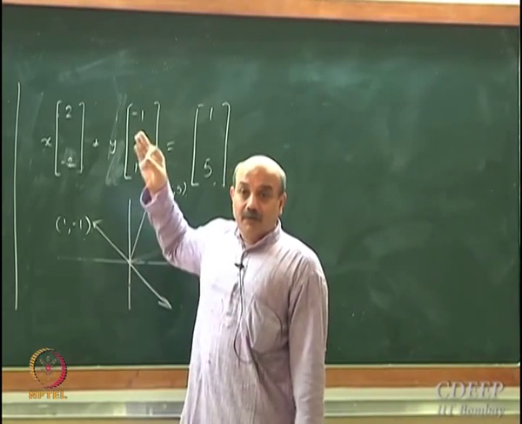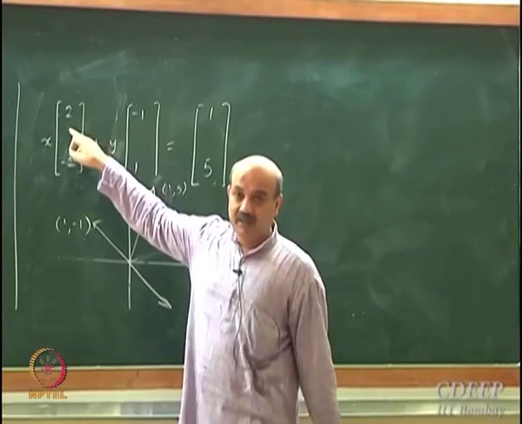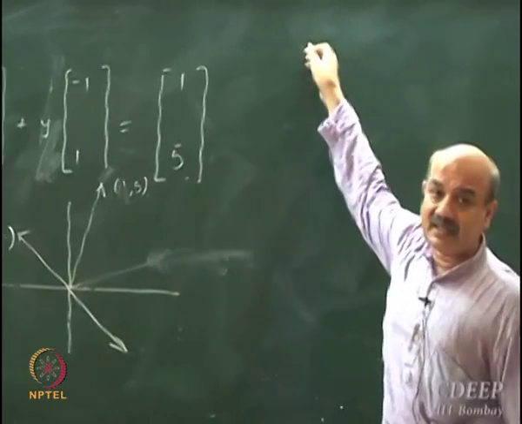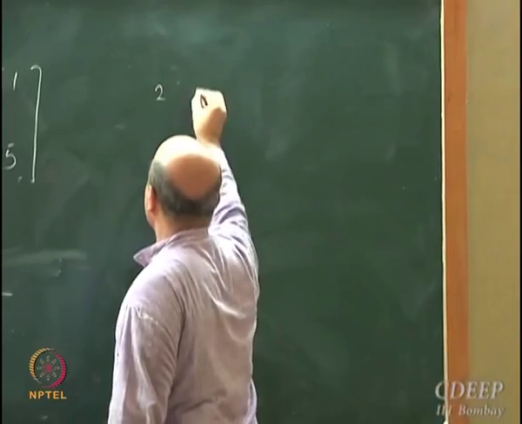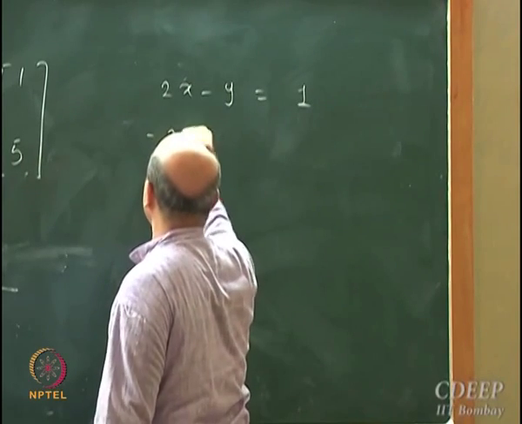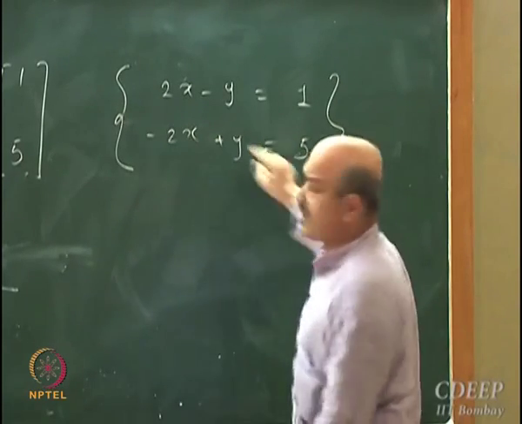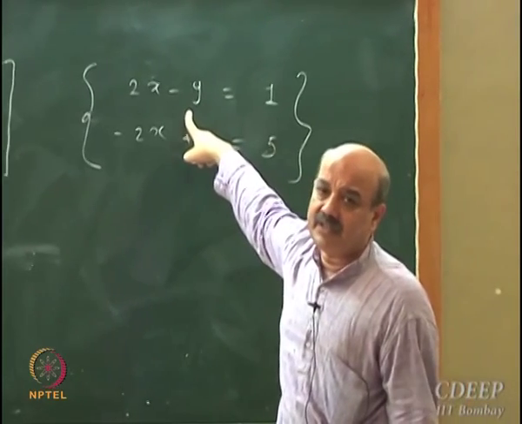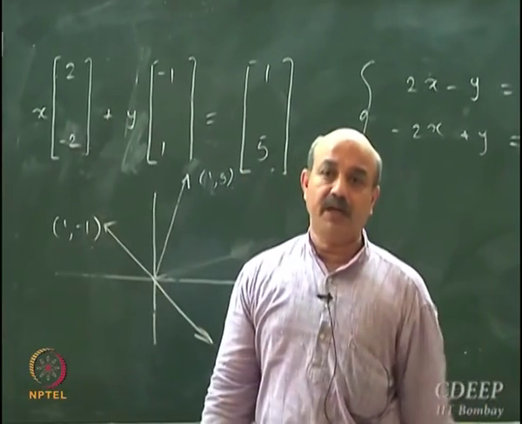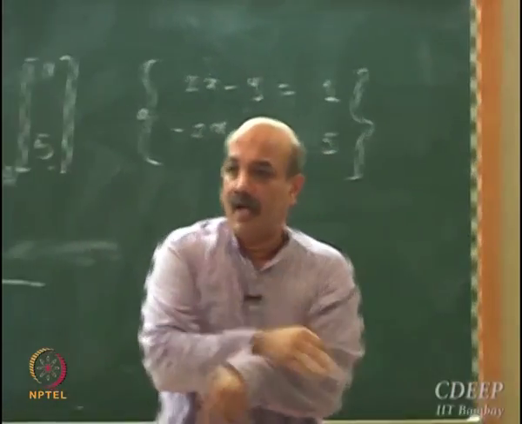So now when the column picture tells you that there is no solution, the same thing will happen for the row picture. If you take the row picture here for this changed case, you will see that there are parallel lines which will never meet: 2x minus y is equal to 1 and minus 2x plus y is equal to 5. So this will be the row picture, and you will get two lines which never intersect. When the column picture shows that there is a problem, you cannot get a solution. The row picture also will give you a problem. There is no solution. No hyperplanes, or no planes, or no lines meet.